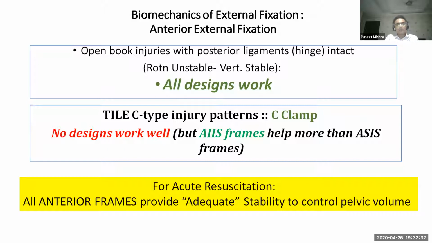But as a bottom line, we should always remember, whenever we need to do a resuscitation frame, anterior frames will provide adequate stability to control the pelvic volume. So you can tide over the acute resuscitation phase by doing an anterior frame, even if there is a posterior injury, by obviously giving traction, flexion, and internally rotating the limb while applying the frame.